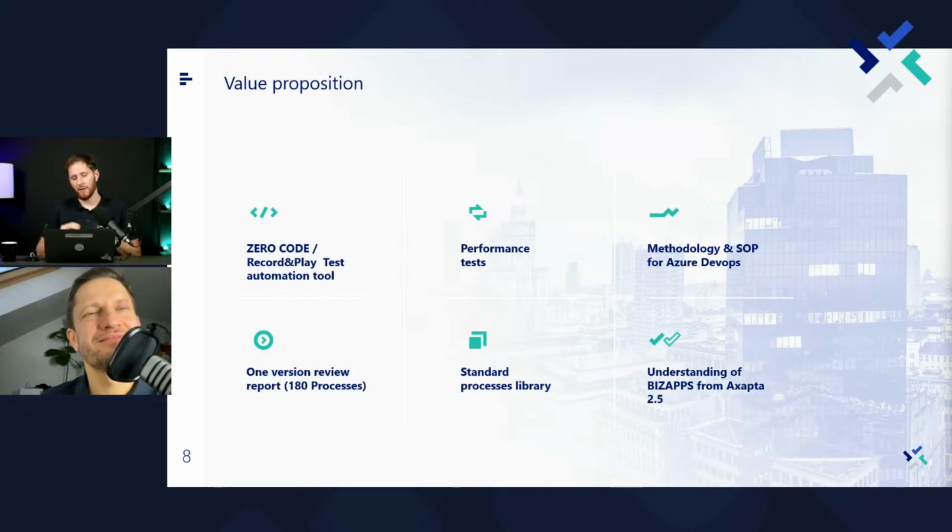You can do performance testing. You can receive from us the methodologies and standard operating practices for ADO. So the product is complete. You are able to understand and build yourself an approach for how your testing will be done in the organization. Not only that, we test One Version, which means that we have over 180 processes right now, and it grows. We have a number of processes that we are validating the test cases on the new version of Dynamics.